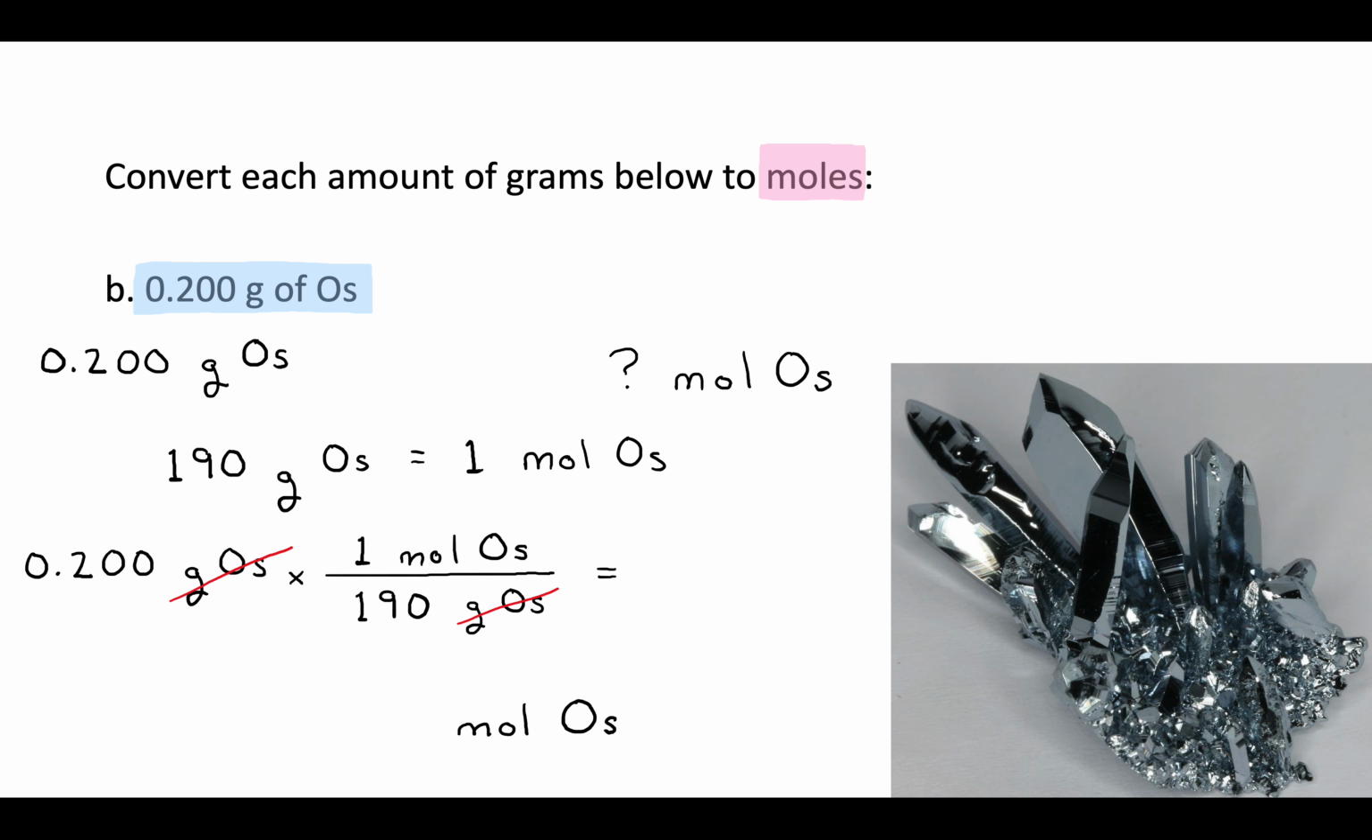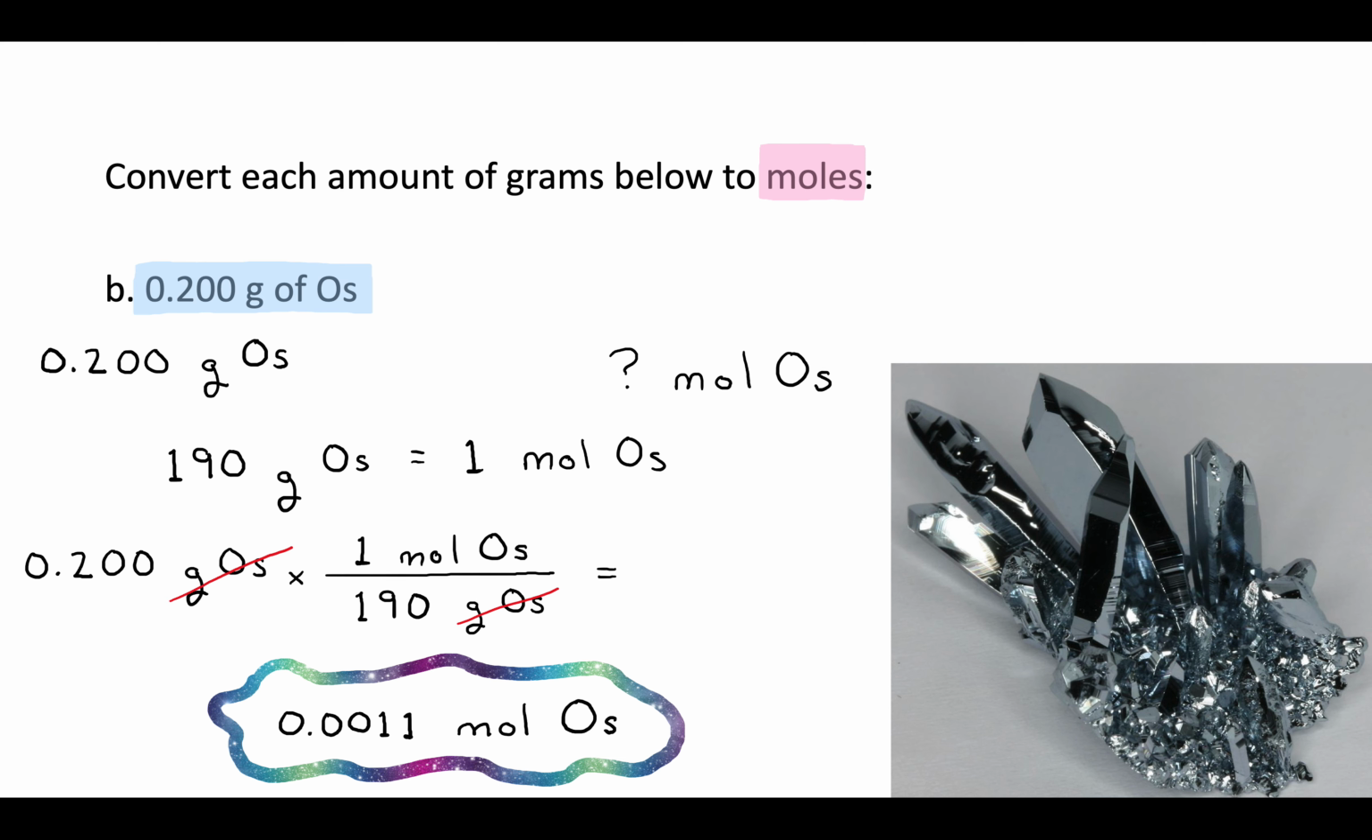If you punch this in a calculator, you'd have 0.200 times 1, then hit enter, divided by 190, then hit enter. You should get something like 0.0011 moles of osmium. That's how many moles of osmium you'd have if you had 0.2 grams of osmium.